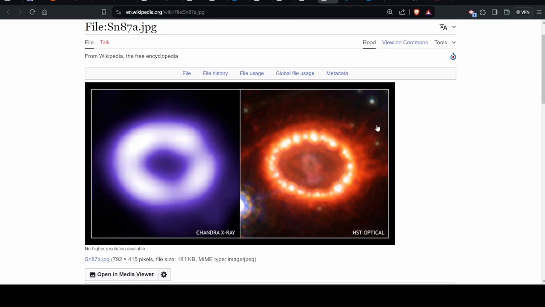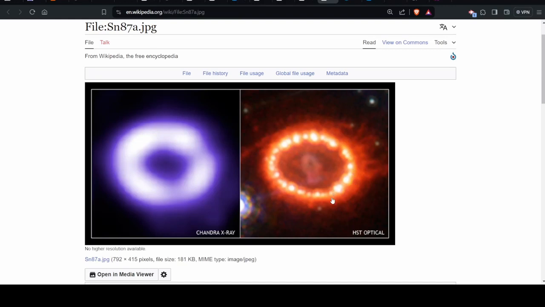So this is a picture of that inner ring. Here's our X-ray on the left, that's taken with the Chandra telescope. And then the Hubble Space Telescope optical is on the right. You can see it's a ring of clumps of material, so it looks almost like a pearl necklace. That's what I think they've called it.